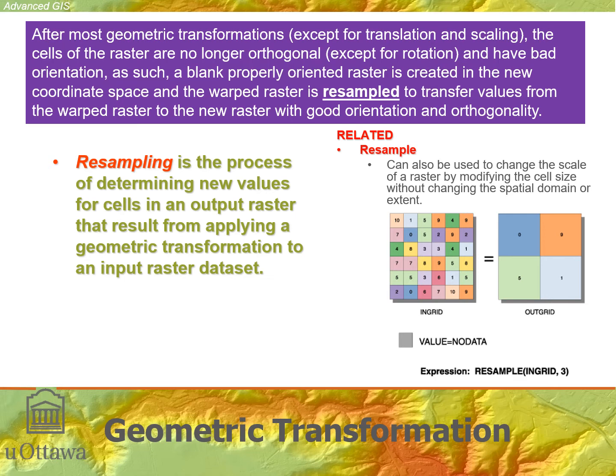And so what we have to do is create a new raster that covers the bad raster that's poorly oriented and non-orthogonal, and then we transfer the values from the bad raster to the new raster that is perfectly cardinally oriented and orthogonal. And that process is called resampling. So resampling takes cell values from a bad raster and puts them into a new good raster that is ready for analysis.